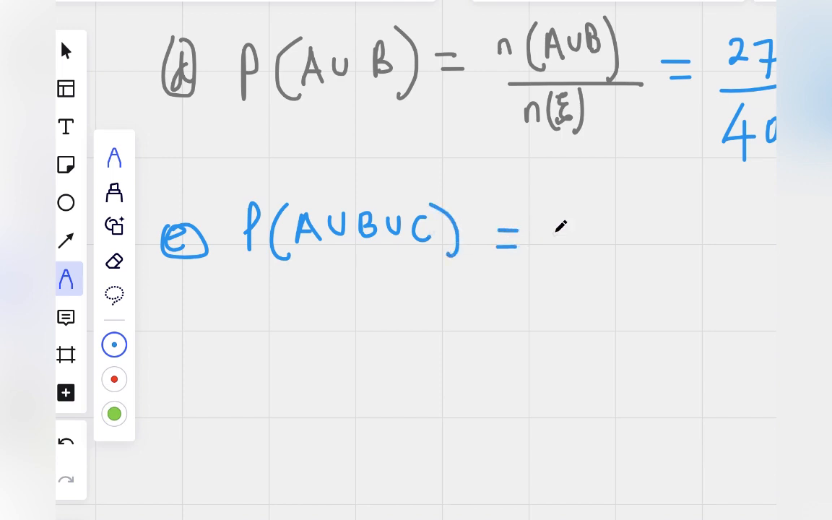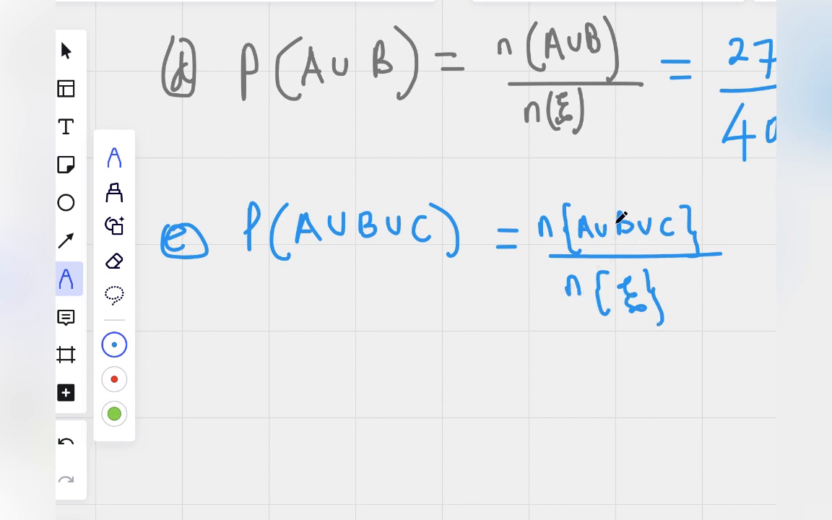You say the number of elements in A union B union C, over the total universal set. The number of elements in A, B, and C, A union B union C, over the total universal set. Remember, the universal set is just the total sum of all of these. So we put the numbers.